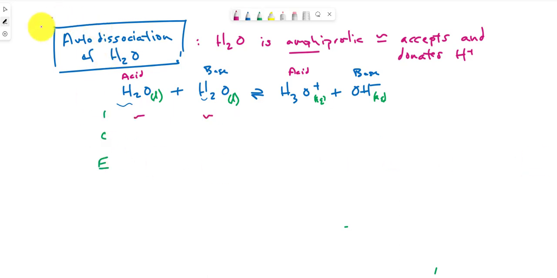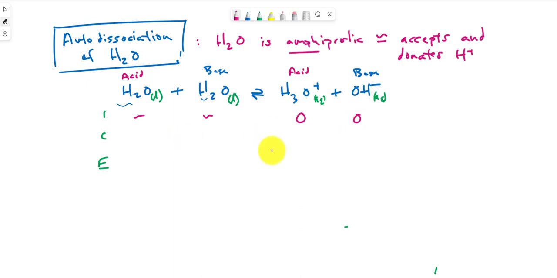We could just say, well, we're starting with pure water, so it doesn't have a concentration, so I'll just put some squigglies there. It's not relevant. And we'll just say that before we've allowed the system to reach equilibrium, so the initial condition, we don't have either of these. So we're talking about the autodissociation. We don't have any yet.